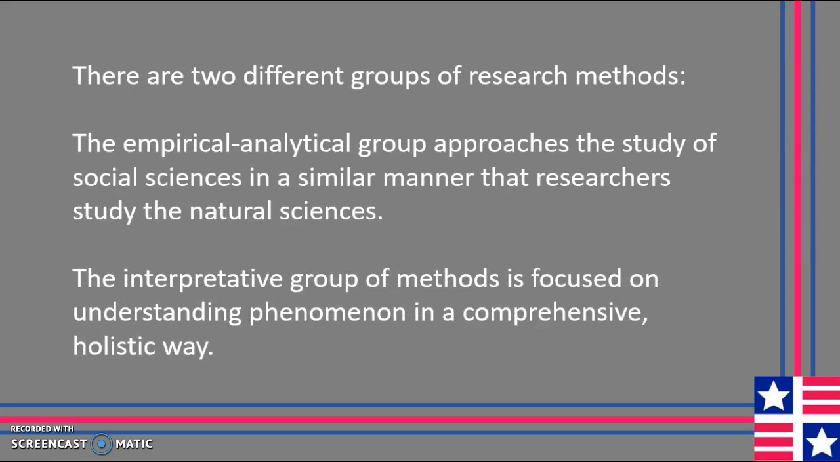There's two different groups of research methods. The empirical analytical group approaches the study of social sciences in a rather similar manner that researchers study natural sciences. They actually have a computer program for liberal arts majors, which is essentially a Fisher-Price version of Excel, and it's called SPSS, Statistical Program for Social Sciences. IBM makes it, and it's what they give liberal arts majors to do statistical programs.